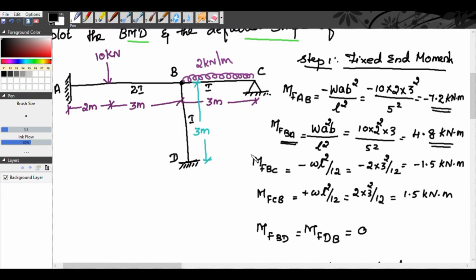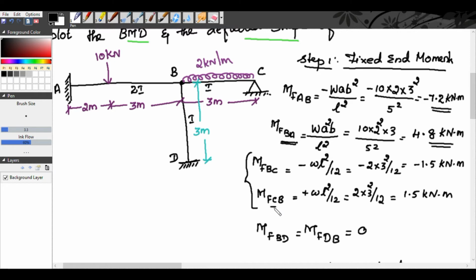Now we will consider the span BC. For the span BC, the fixed end moment at B when the far end is C is equal to minus W L square by 12 because there is a UDL. When there is a UDL, the formula is plus or minus W L square by 12, minus for the left support and plus for the right support. So minus W L square by 12 is equal to minus, the intensity is 2, so 2 into L is 3, 3 square divided by 12. We get minus 1.5 kilonewton meter.